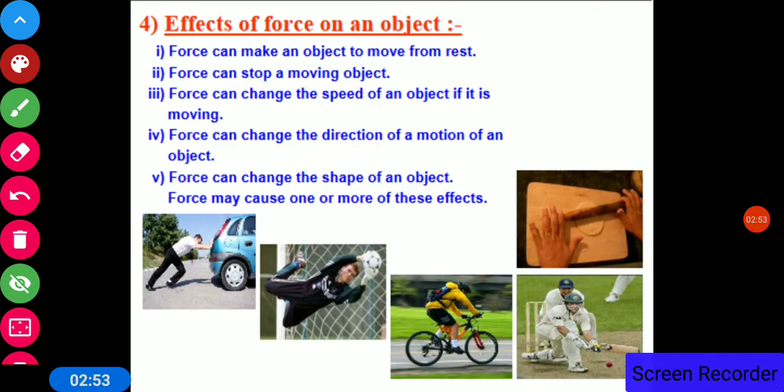So, you can move an object from rest, like in this figure. You can stop a moving object. You can change the direction. Here in this figure, the direction is changed. You can change the speed of an object if it is moving. You can change the shape of an object. So all these figures show the effect of forces on any object.